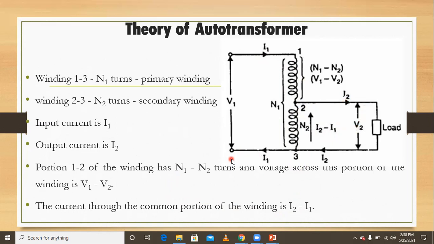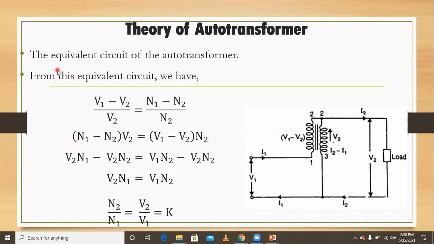Now, from the equivalent circuit of the autotransformer, we have V1 minus V2 divided by V2 is equal to N1 minus N2 divided by N2. Here the voltage across this portion is V1 minus V2 and the number of turns is N1 minus N2. The voltage is proportional to the number of turns: V2 is proportional to N2, and V1 is proportional to N1. That's why V1 minus V2 divided by V2 is equal to N1 minus N2 by N2.